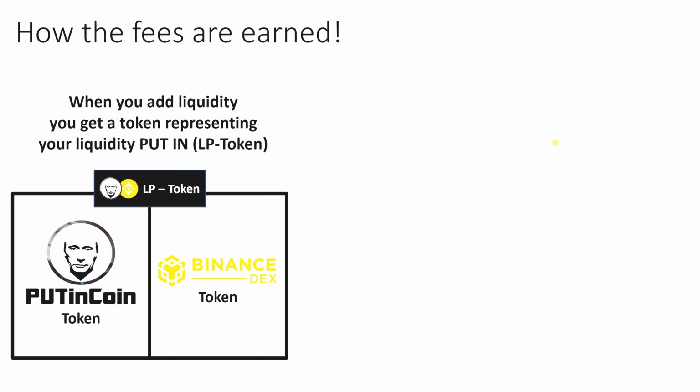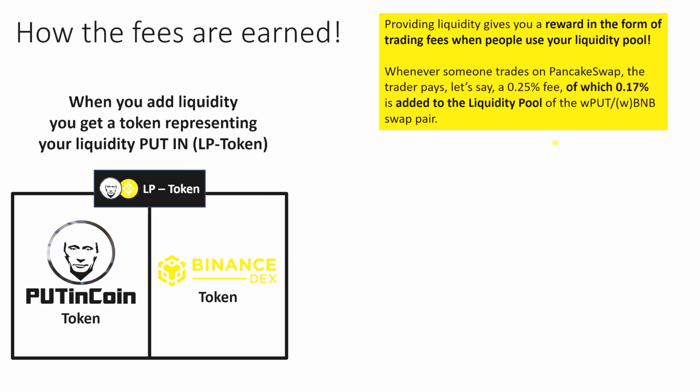How crazy is that? Now we just need to talk about how these fees are earned when there is a trade in this liquidity pool. As we talked about, providing liquidity gives you a reward in the form of trading fees when people use the liquidity pool for trading. Meaning, whenever someone trades on PancakeSwap, the trader pays, let's say, a 0.25% fee, of which 0.17% is added to the liquidity pool itself, the liquidity pool of the WPUT WBNB swap pair.